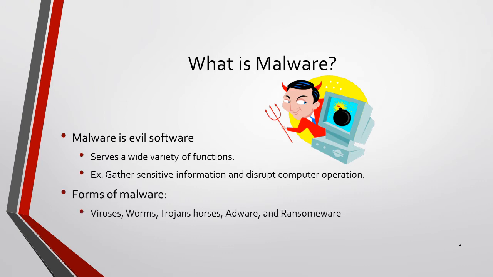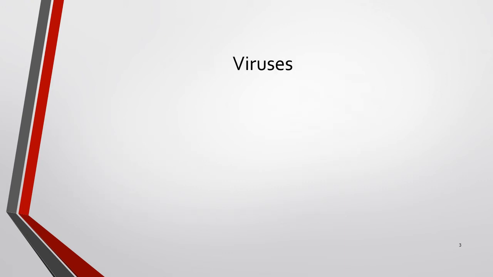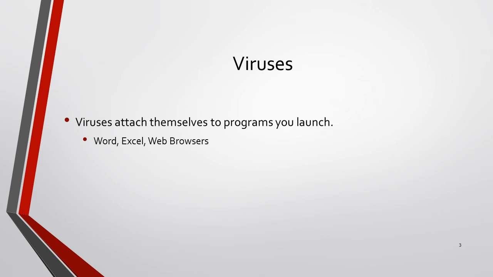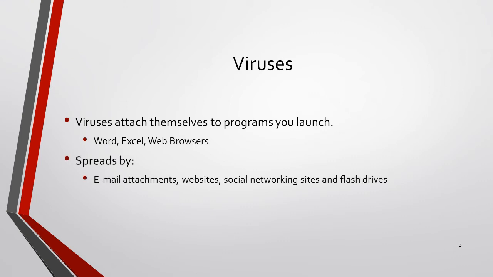And there are many forms of malware that include viruses, worms, Trojan horses, adware, and ransomware, and the list continues on and on. So viruses are the oldest form of malware, and you can think of them like a virus in nature, as in they need a host to replicate. They attach themselves to host programs, for example, Microsoft Word or Microsoft Internet Explorer. And viruses spread by concealing themselves in email attachments, websites, flash drives, and many other ways.